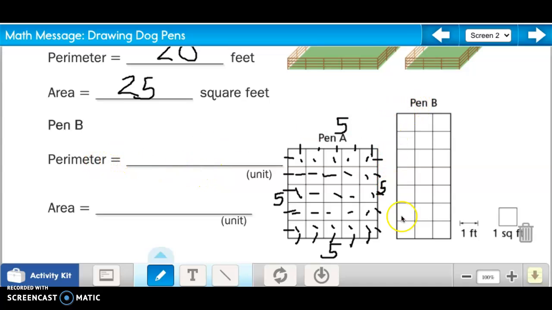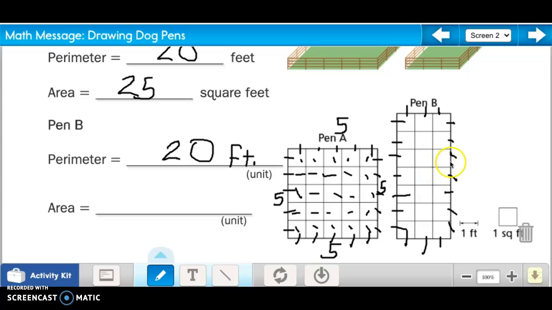Now pen B, we're doing the same thing. Perimeter is around the shape. So we're going to count around: 1, 2, 3, 4, 5, 6, 7, 8, 9, 10, 11, 12, 13, 14, 15, 16, 17, 18, 19, 20. There we go. Oh, it's the same as pen A. And of course, the unit is feet. So we have to write feet. FT is short for feet.